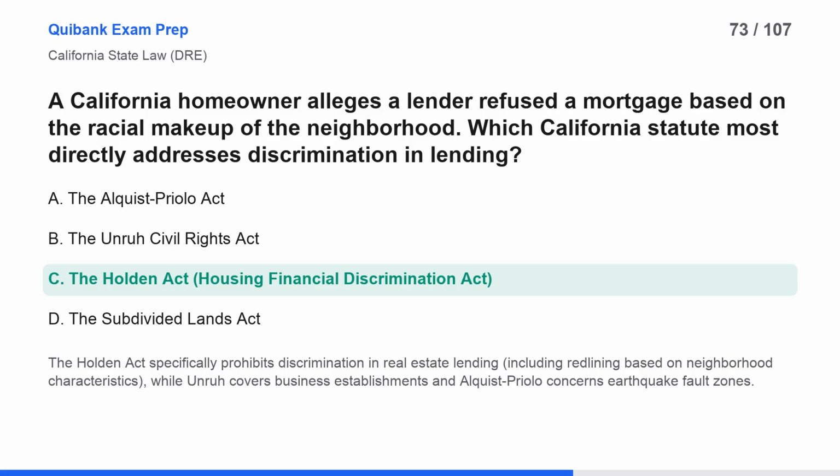The answer is C. The Holden Act, Housing Financial Discrimination Act. The Holden Act specifically prohibits discrimination in real estate lending, including redlining based on neighborhood characteristics, while Unruh covers business establishments and Alquist-Priolo concerns earthquake fault zones.